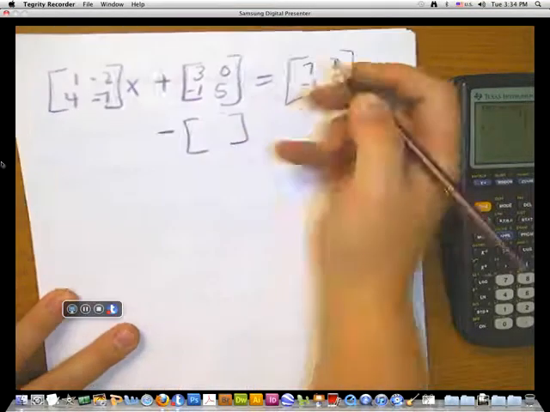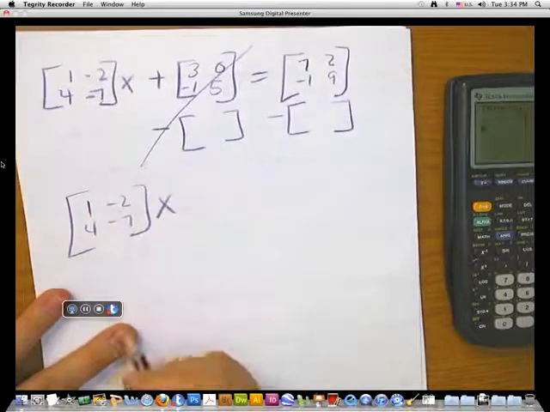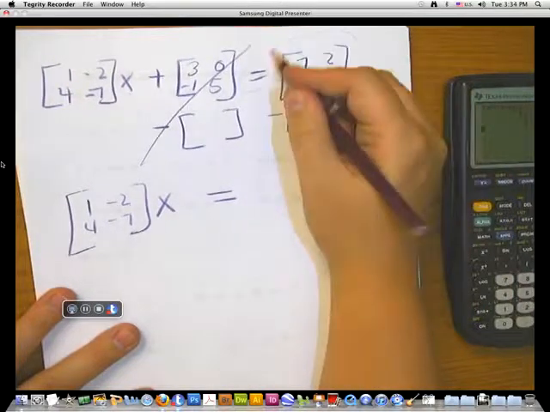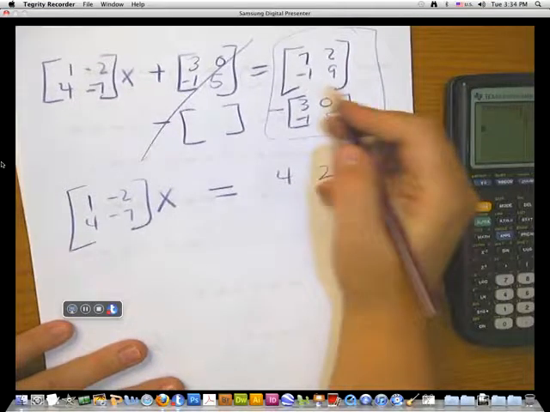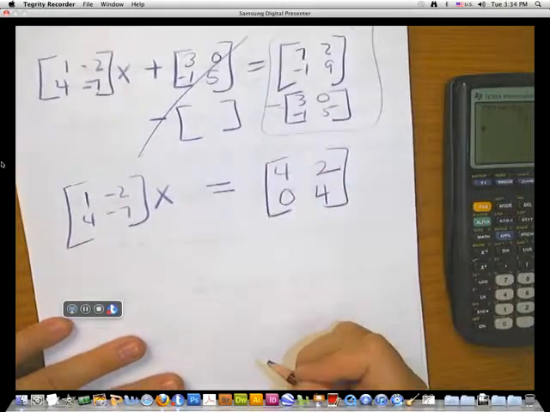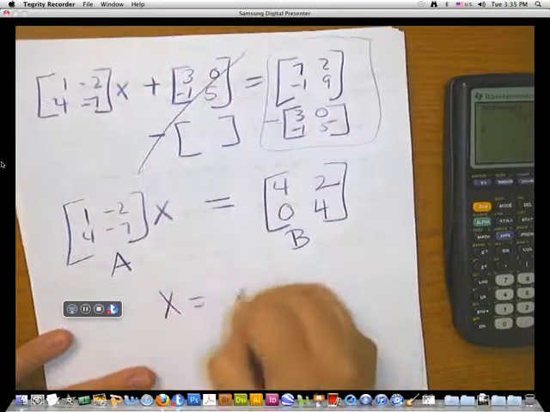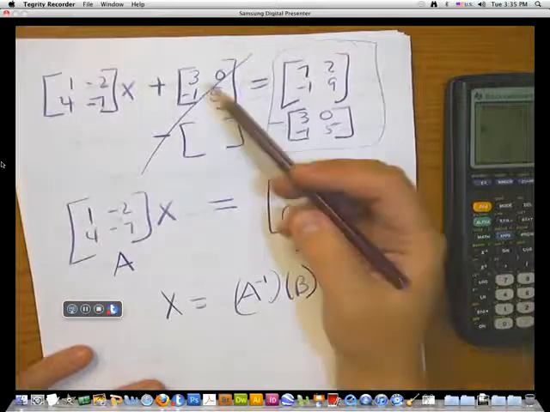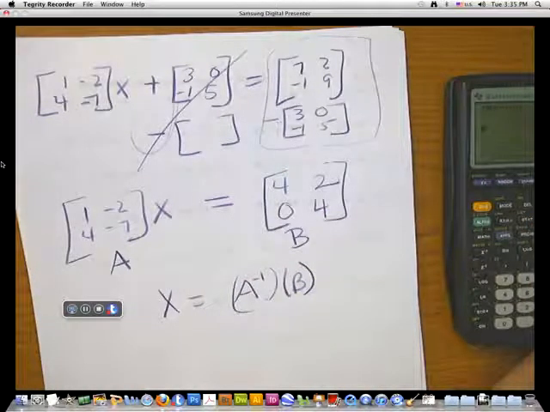Well, I solve it exactly as I would anything else. I would subtract this matrix so that I just have my one matrix, x, equal to whatever that comes out to be. So 7 minus 3, 2 minus 0, -1 minus a -1, 9 minus 5, and now I have an A and a B, so I do A inverse B. It's done the exact same way, because adding and subtracting only require the matrices to be the same dimension. So that's going to be 4.4.